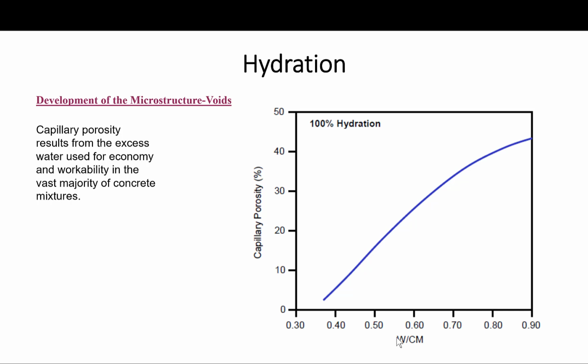As for the water cement ratio, or water cementitious material ratio, we're going to get used to this term in a bit after we talk about supplementary cementitious material. So the water to cement or cementitious material ratio, as it increases, the capillary porosity increases. Of course, this is for complete hydration.